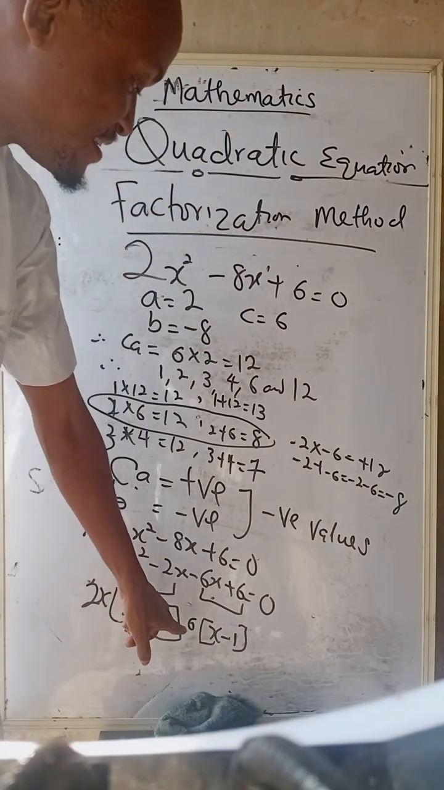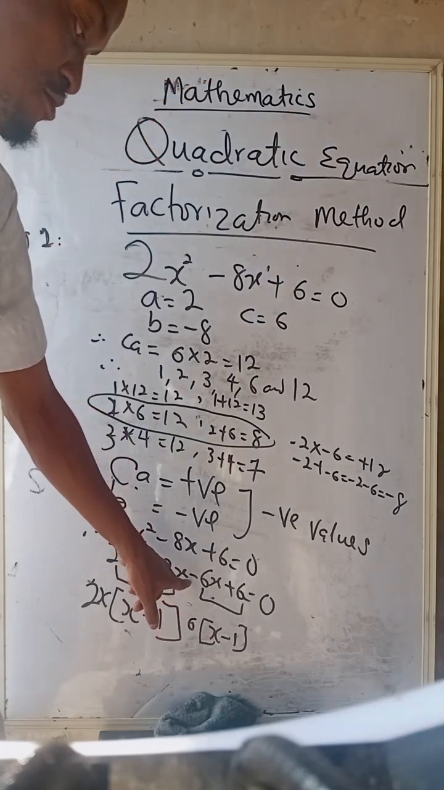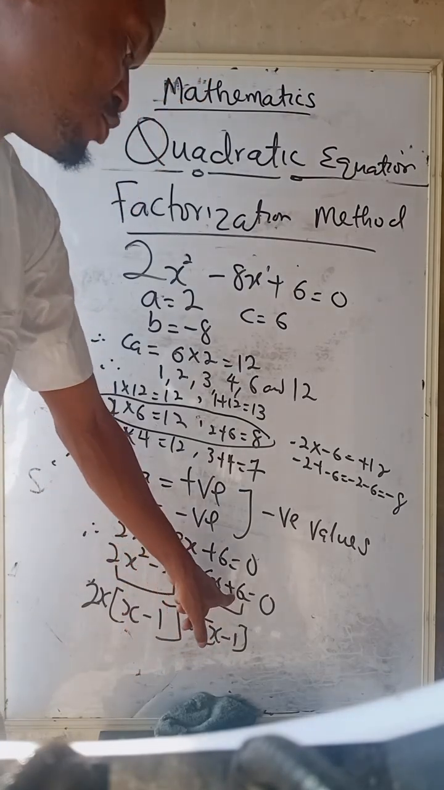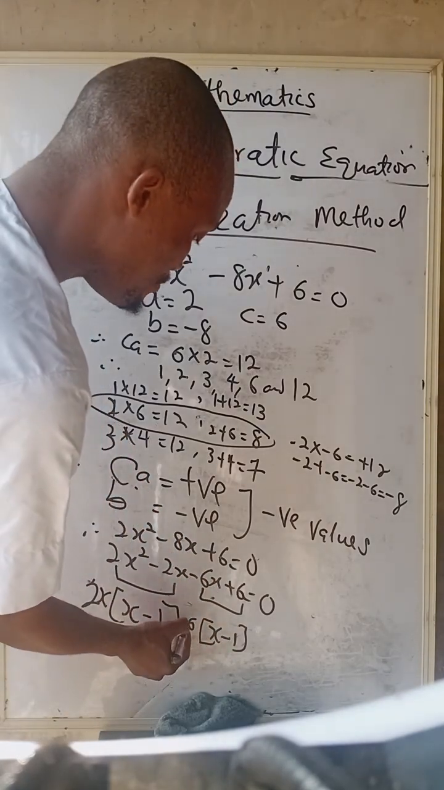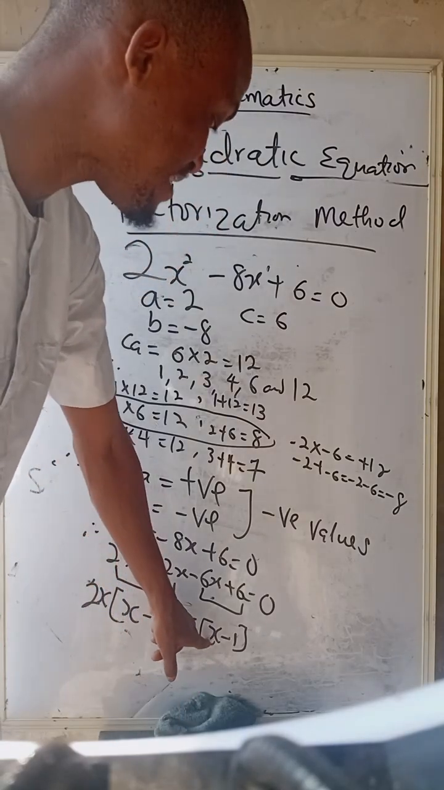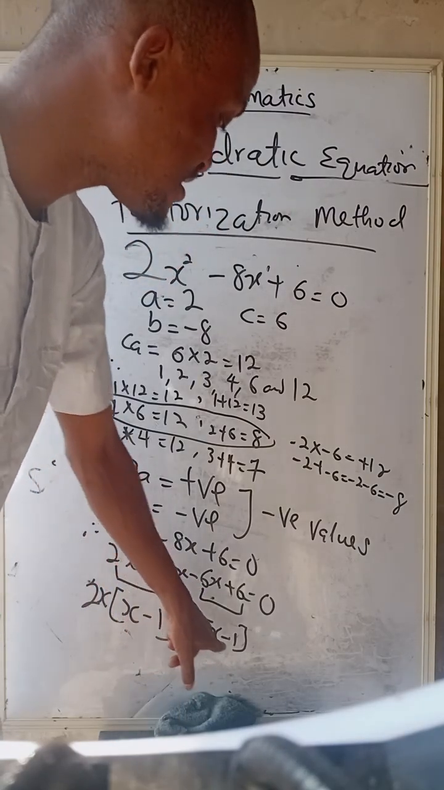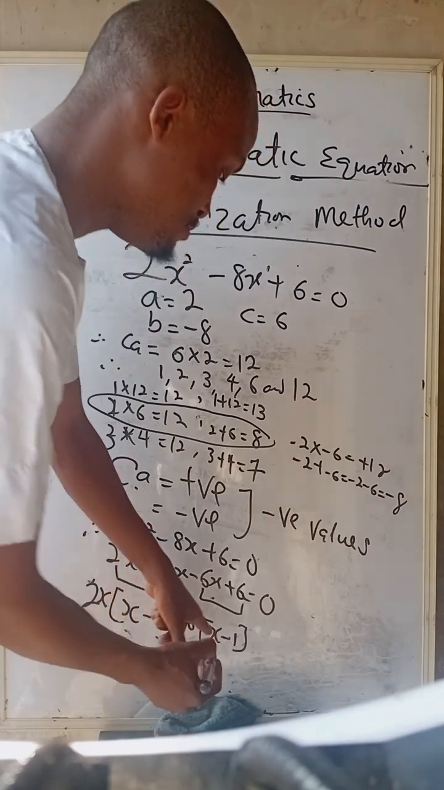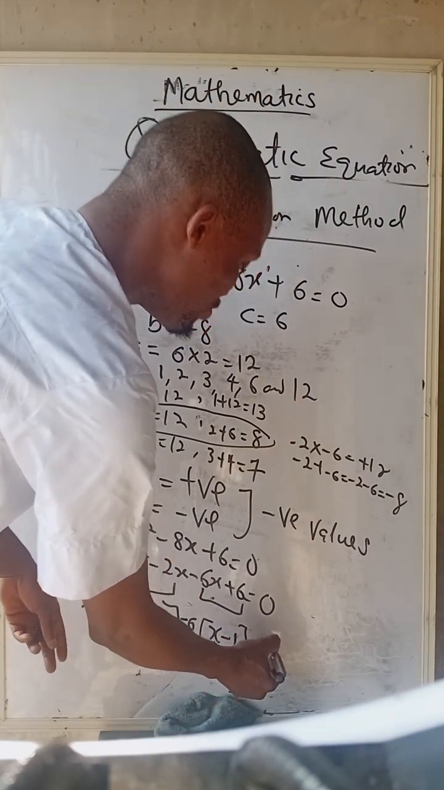Now let me try 6. If I put 6 here, 6 times x, 6x, no. If I put 6 times -1, -6, no. So it means that if I put minus here, -6 times x is -6x, -6 times -1 is plus 6, meaning that is now correct, equals 0.